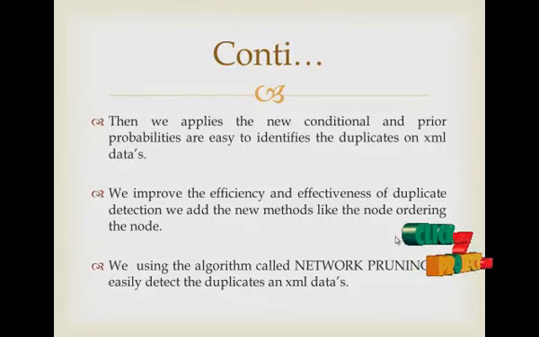We improve the efficiency and effectiveness of duplicate detection. We add a new method, node ordering. In this method, we apply the probability condition to remove unwanted data, and after that we get the duplicate detection for normal and high data detection in our method. We use an algorithm called network pruning to easily detect the duplicates in the XML. After duplicate detection, we get the information and remove the duplicates from the XML data set.